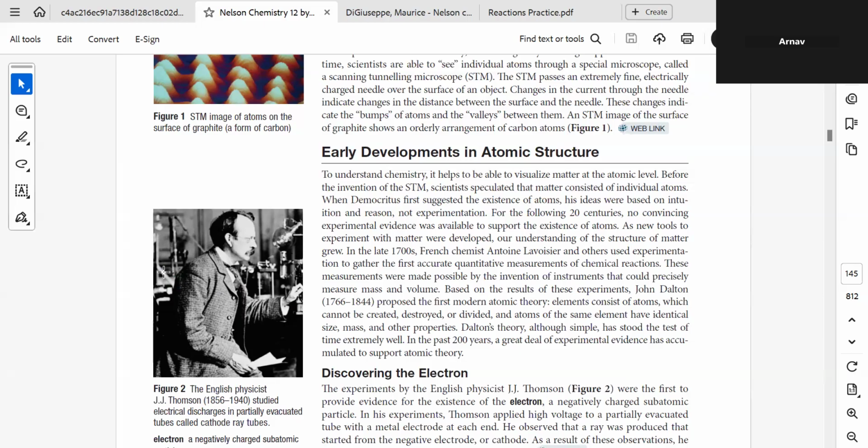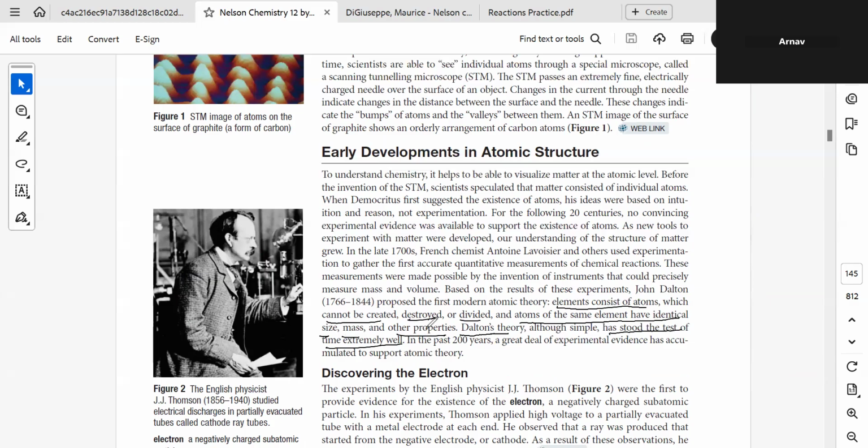Right. There were many other scientists before Dalton, but Dalton's theory was the one that stood for a long time. It has stood the test of time extremely well. What John Dalton proposed was that elements consist of atoms which cannot be created, destroyed, or divided. Atoms of the same element have identical size, mass, and other properties.